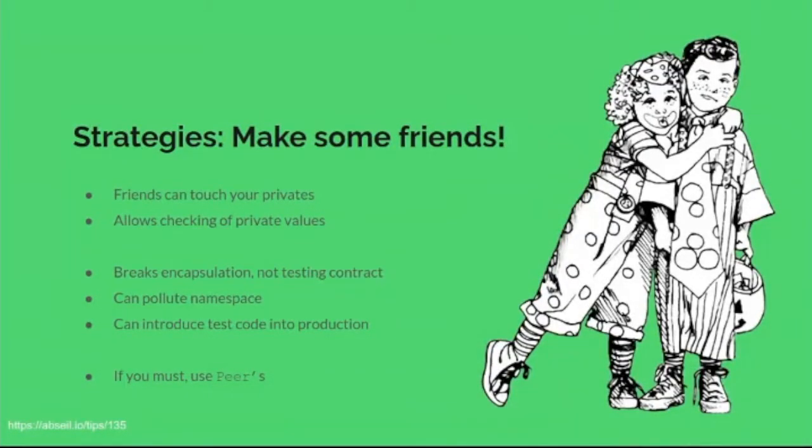Another common approach that you'll see is making friends, because friends can test your privates, or friends can touch your privates. So you would make a friend class. The friend class would have access to all the private variables. And then in your tests, that thing would operate your main class, your system under test. Obviously, it breaks encapsulation, so it tests the internals more than it tests the contract.